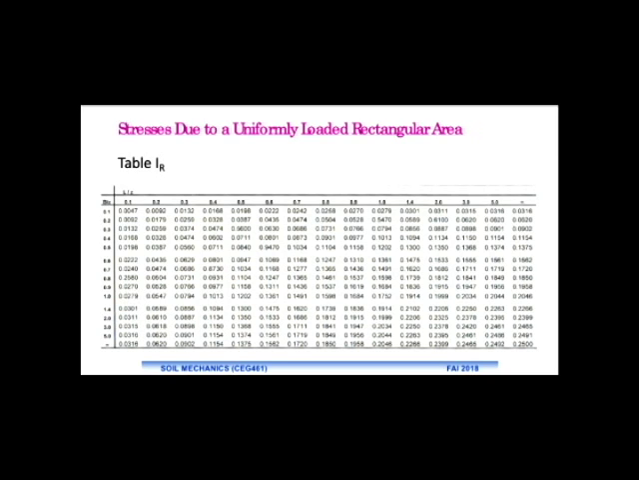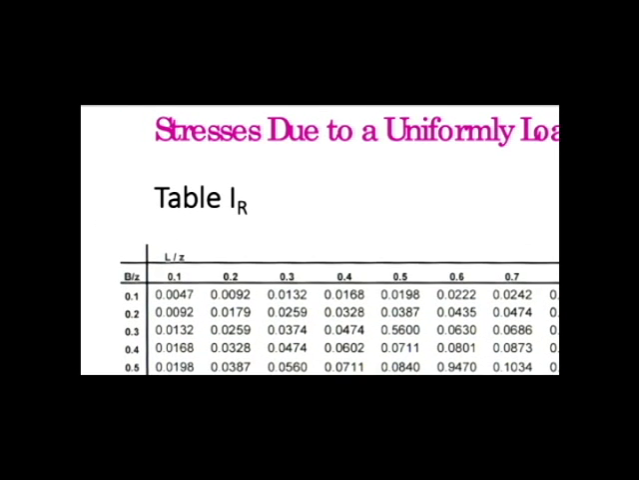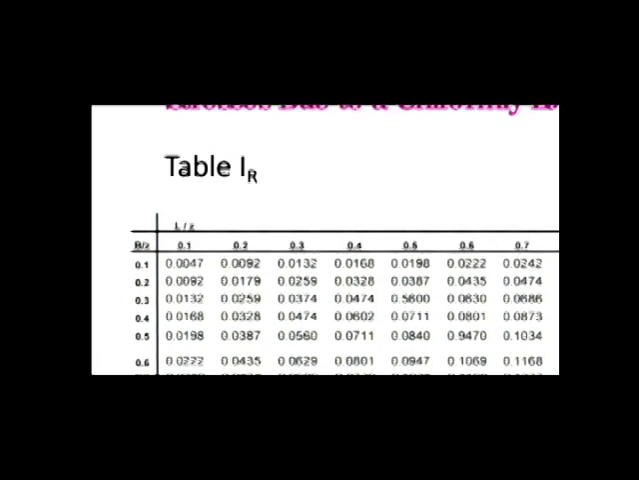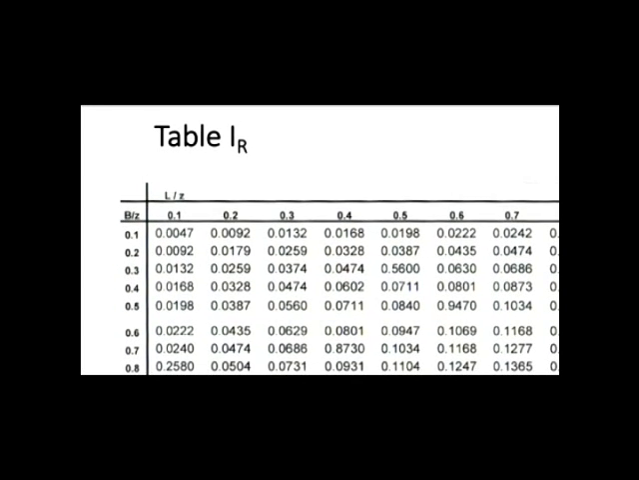This is an example of a table for the influence factor IR. R stands for rectangular. You have to know what L, Z, and B are, because you have to determine IR based on L over Z and B over Z. The top row is L over Z, and the left vertical column is B over Z.